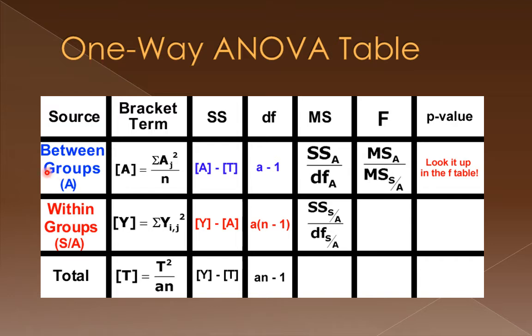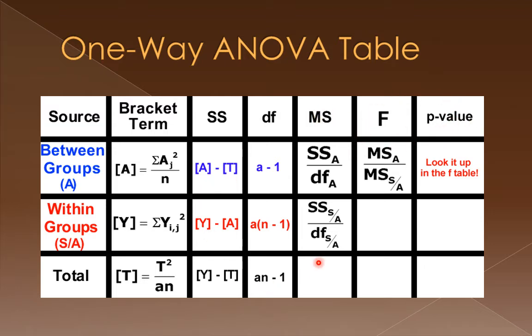Between groups variability is variability between the factors, whereas within groups variability is the error or unexplained random error within the specific variable. And then total refers to the total everything. Over here we can see we're also going to calculate the sums of squares, the degrees of freedom, the mean sum of squares, the F statistic, and the p-value.